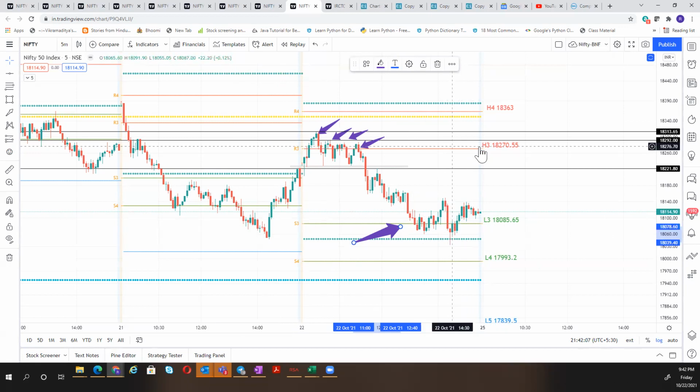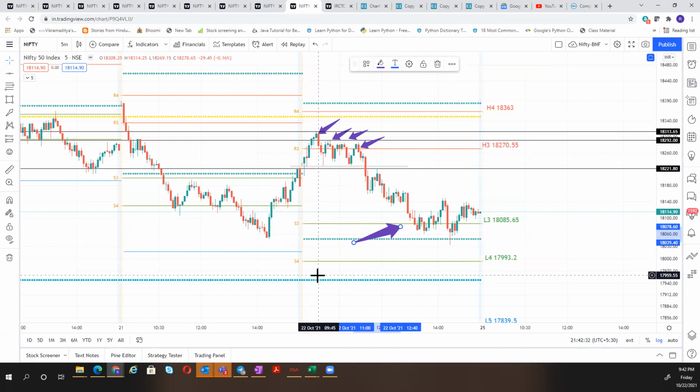So quick recap, R3 Camarilla pivot, sell zone. R4, sell zone. Above R4 is a breakout, it's a bullish breakout. S3 is a buy zone. S4 is a buy zone. Below S4, it's a bearish trend, breakout into short.